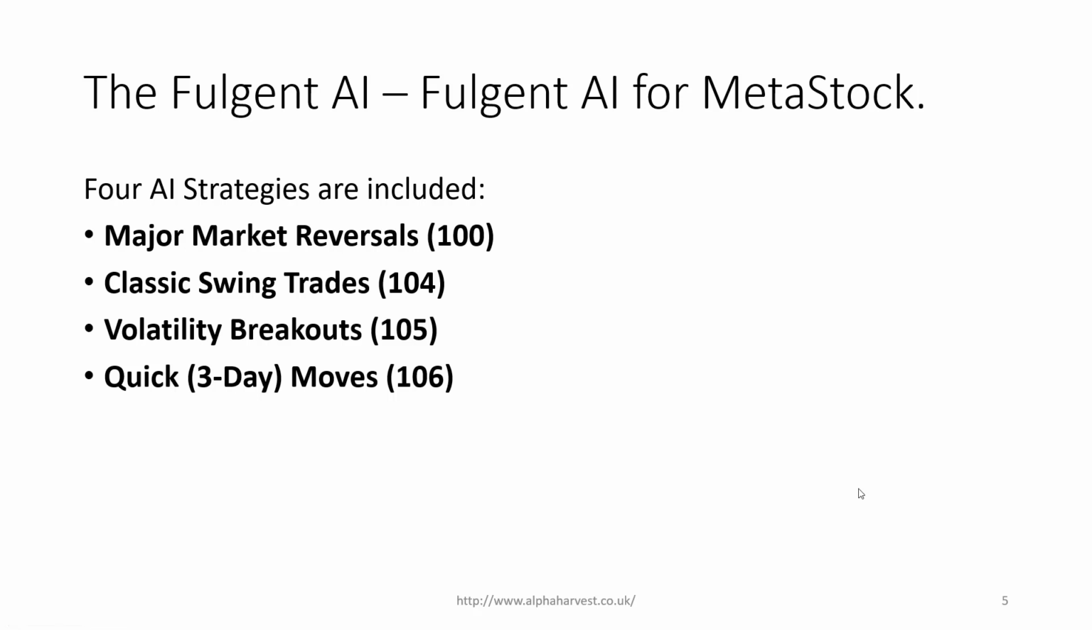We've got 4 artificial intelligence trading strategies that we'll be looking at: major market reversals, classic swing trades, volatility breakouts, and quick 3-day moves. Now the codes next to them are the identification number of the AI. More on that a little bit later.